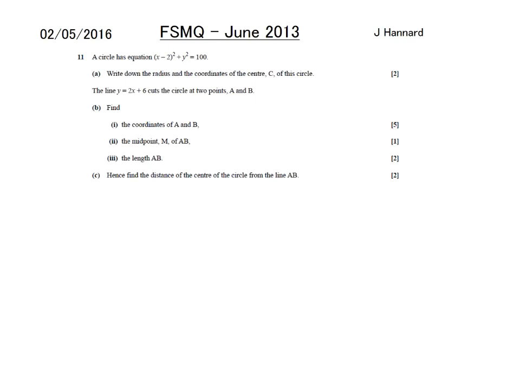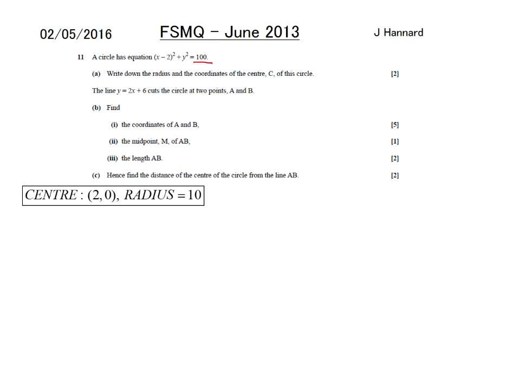So, question 11. A circle has the equation that. Write down the radius and the coordinates of the centre of the circle. So the centre is 2, 0, and the radius is 10, because remember, this bit is r squared, so we just want r, so we square root it.